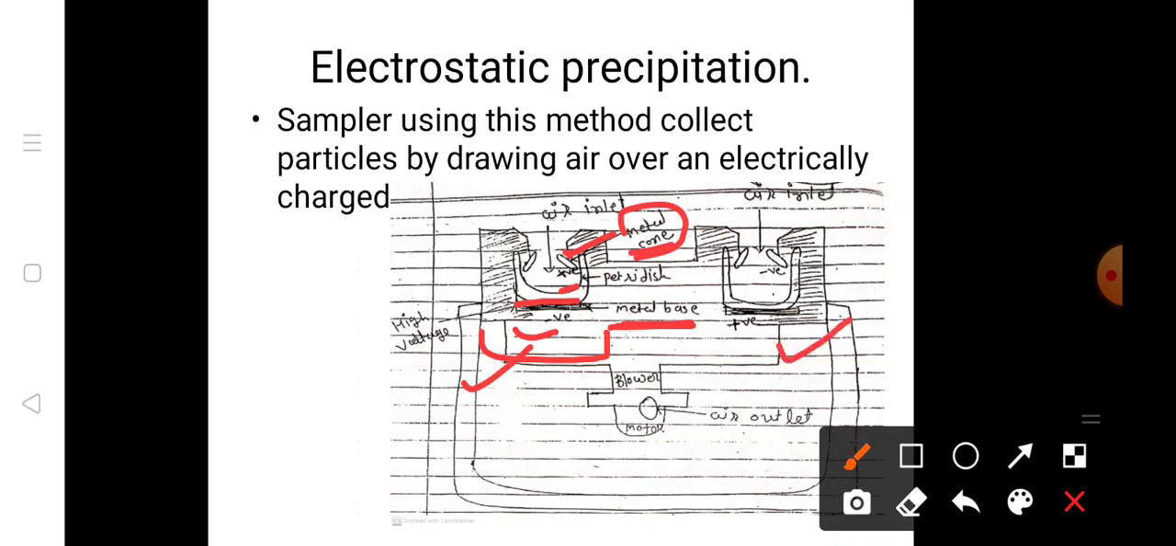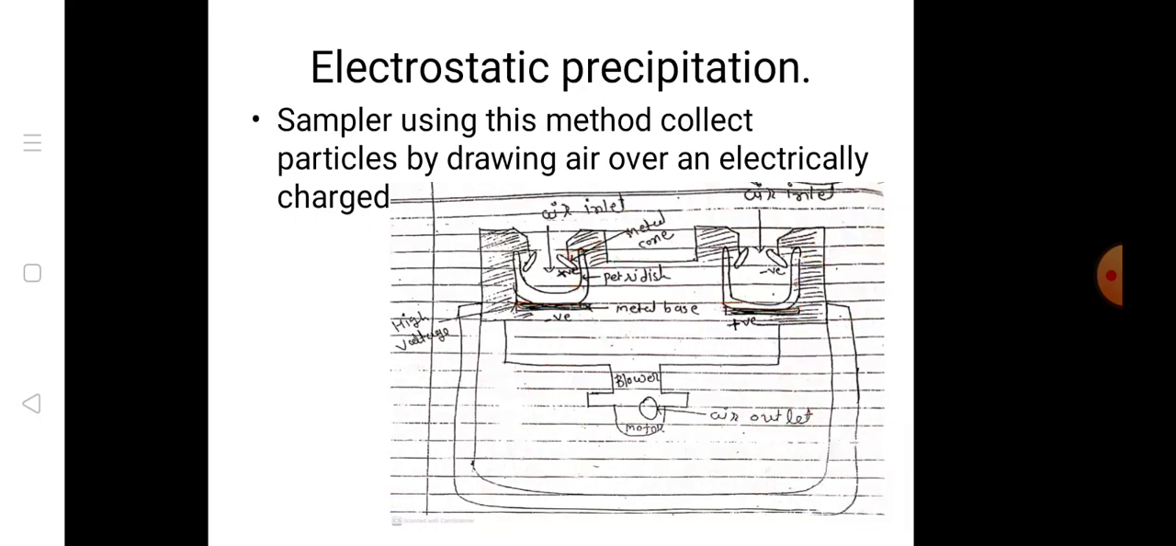Whereas in the second unit, the lower electrode, or metal base, is positively charged, and the metal cone is negatively charged. Simply put, the condition is reversed from the first unit. Here it is negative, here positive; here positive, here negative. One unit's condition is the reverse of the other.